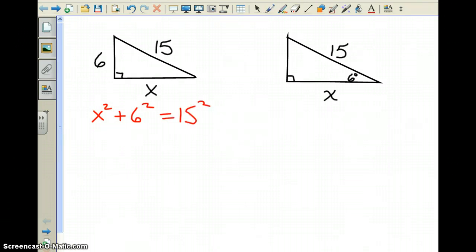The triangle on the right, however, there's not enough information to do Pythagorean theorem. We only know one of the three sides. So that is where trig, right triangle trig, comes in handy. If you recall way back from algebra, our three trig ratios are sine, cosine, and tangent. And they are abbreviated sin, cos, and tan.